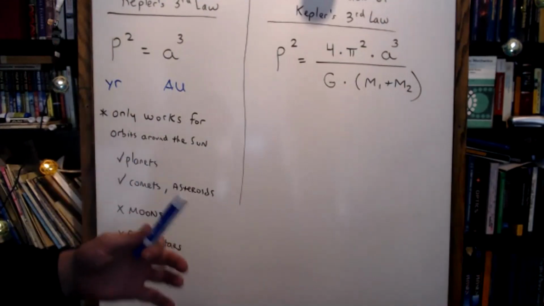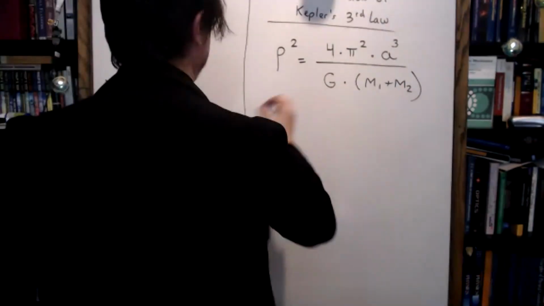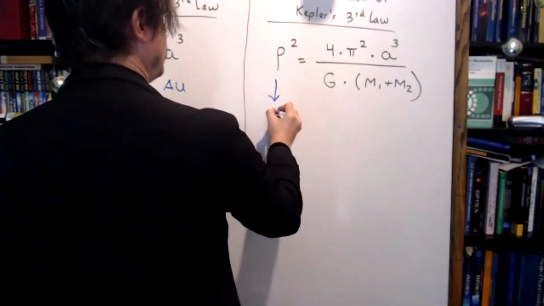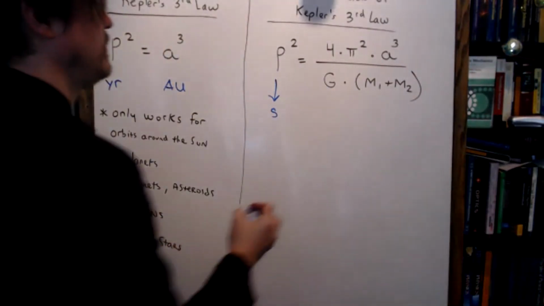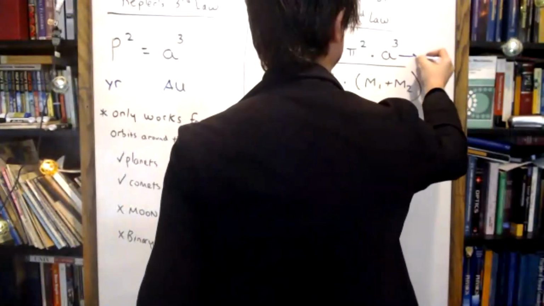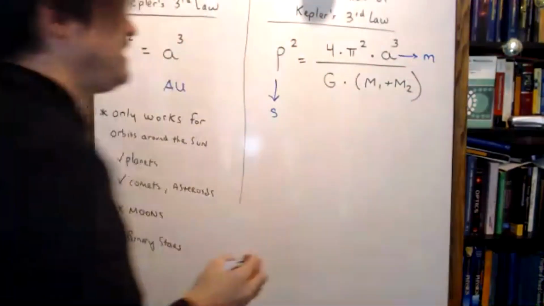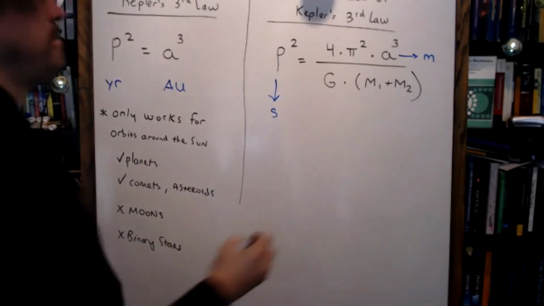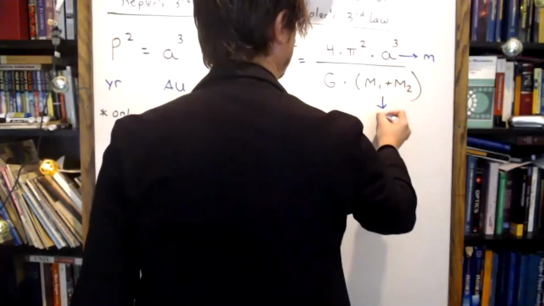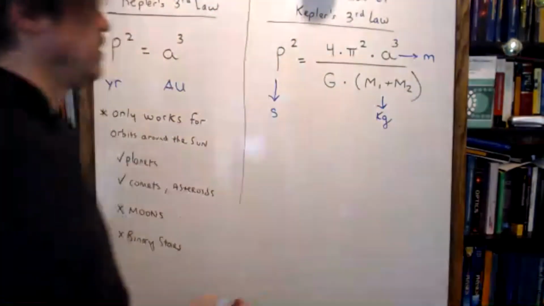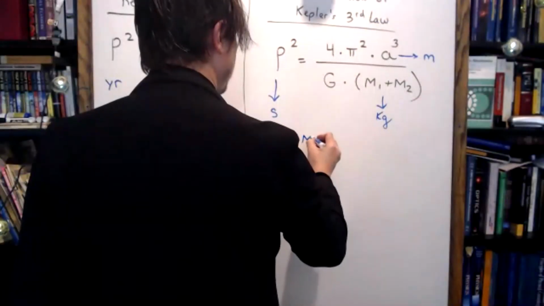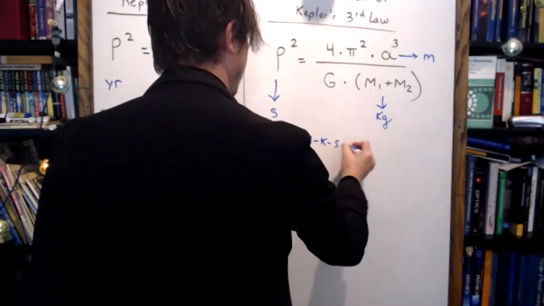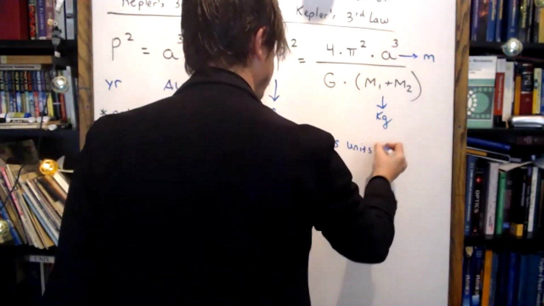This formula requires new units. The P will be measured in units of seconds. It's an MKS formula. The A must be measured in units of meters. And the masses, of course, will be measured in kilograms. In other words, this formula requires MKS units.